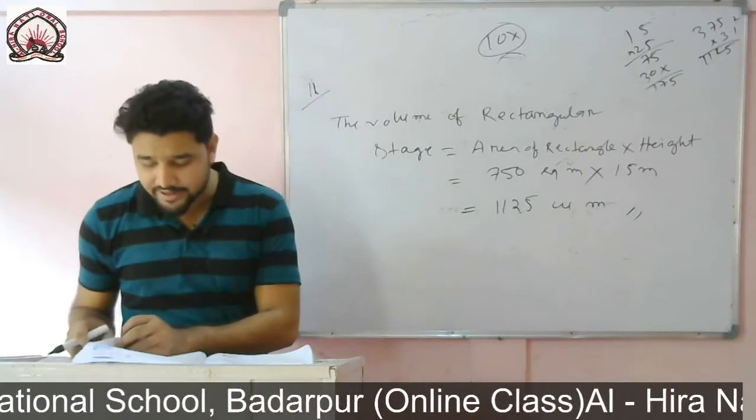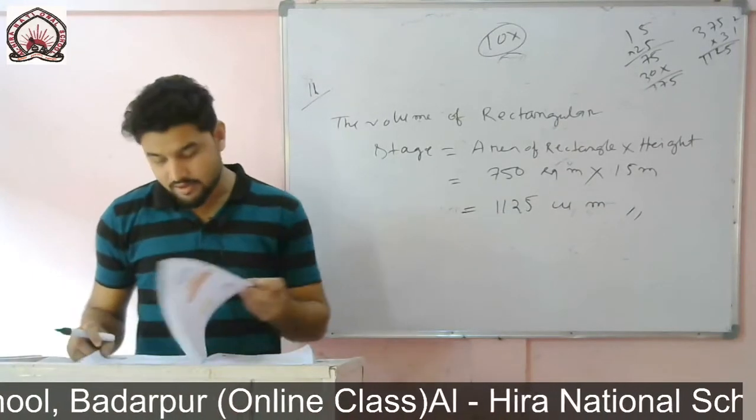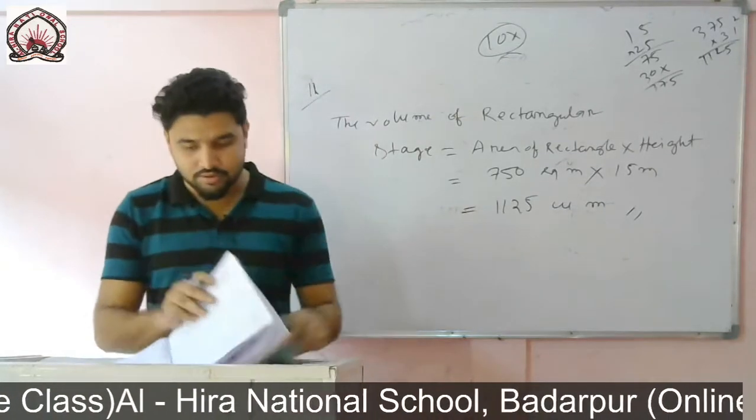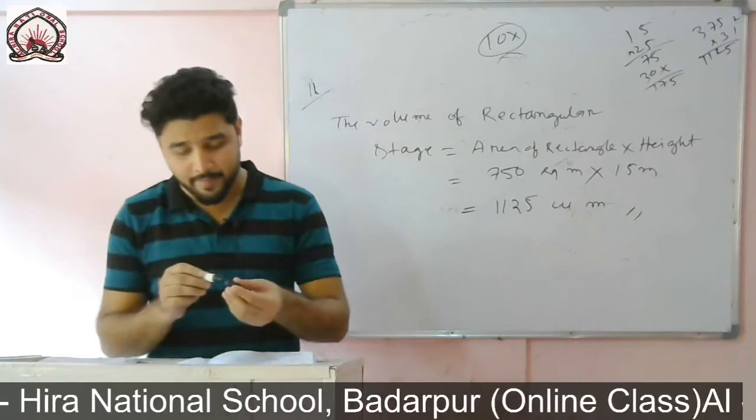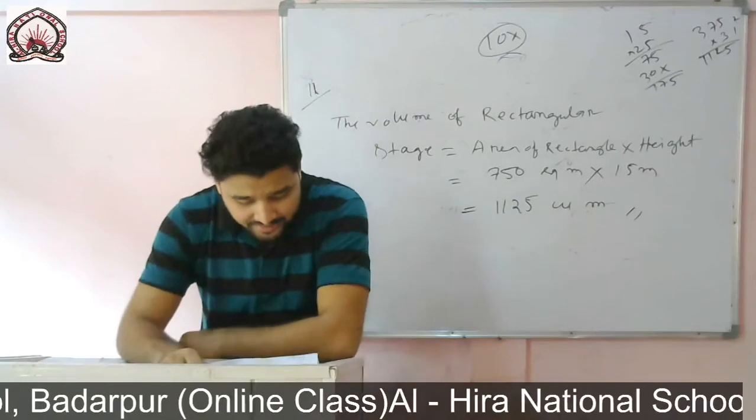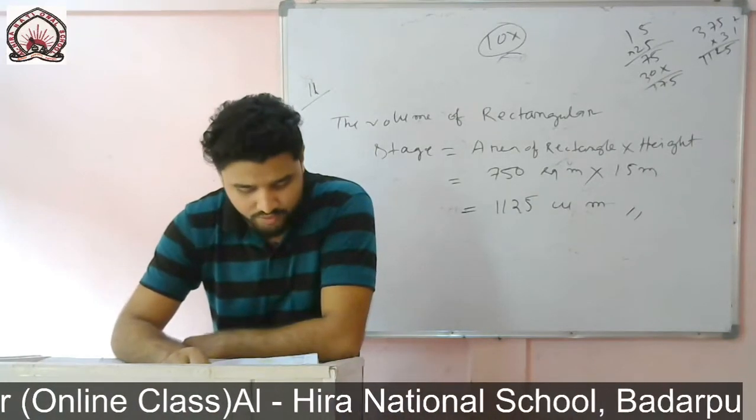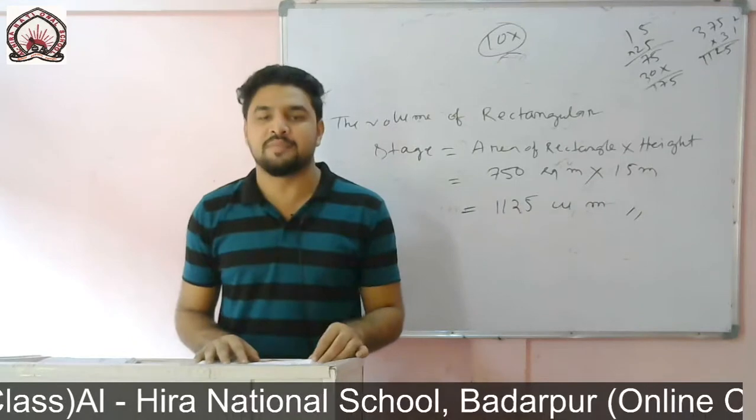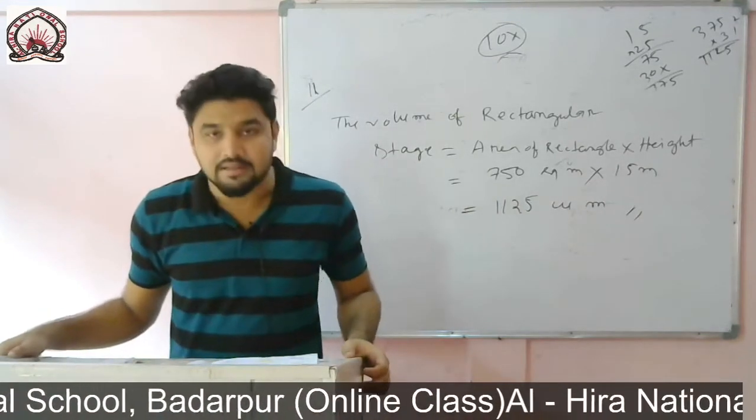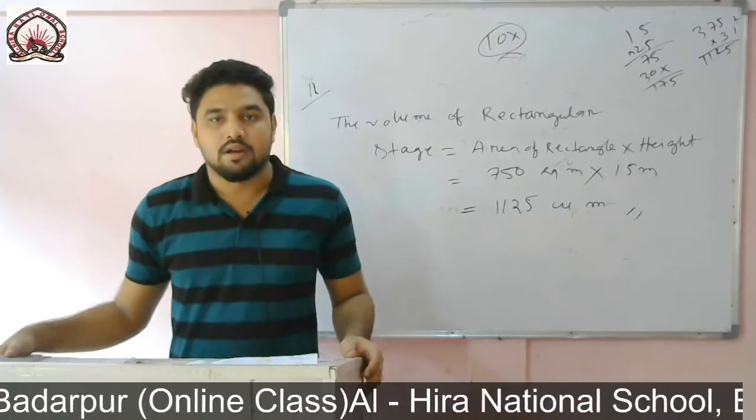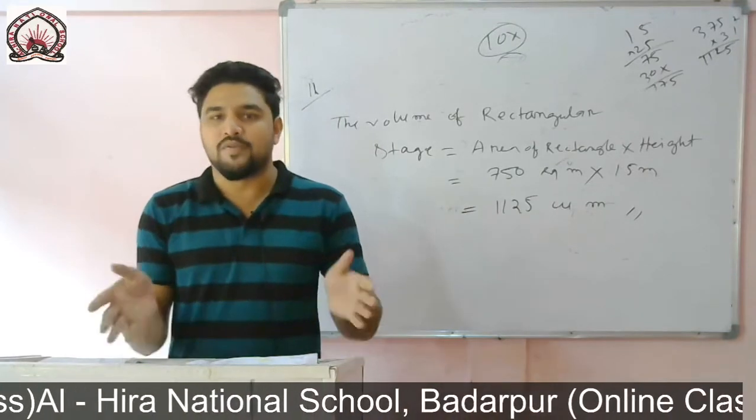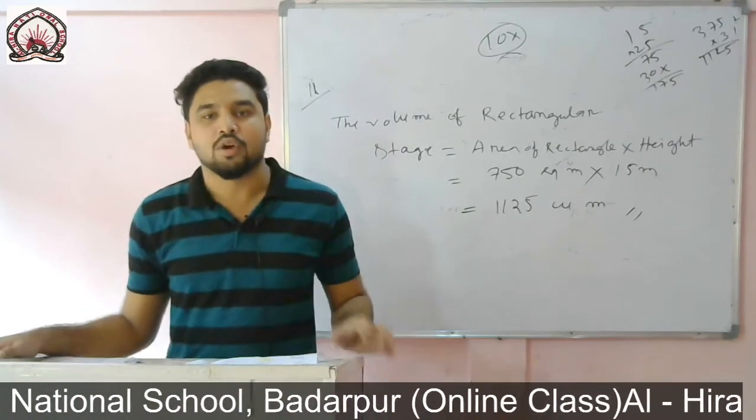And this is the end of exercise 18A. Now we shall start exercise 18B. Okay, so see exercise 18B. In exercise 18B, you see which nets will fold into a closed box. Net means the sides which are to be folded to make a closed box.